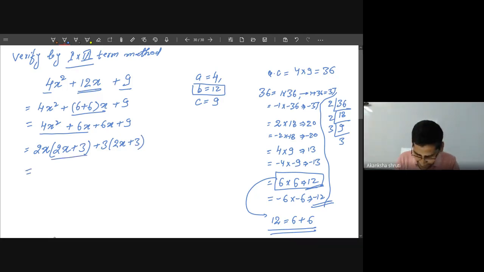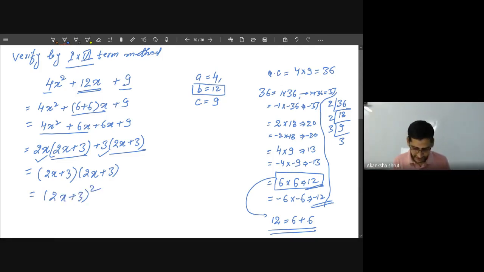Now, students, taking this bracket 2x plus 3 common, 2x plus 3 into 2x plus 3 is left. So what are we getting? It is our 2x plus 3 whole square. So these are the two factors. So these are the factor form. This way we can obtain it.